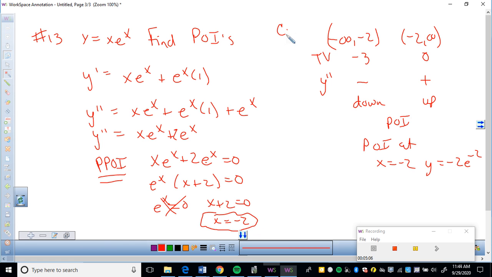We set up our concavity test from negative infinity to negative 2 and negative 2 to infinity. Pick our test values, plug into the second derivative. Over here we're concave down, and here we're concave up at the point x equals negative 2, which is in the original domain. So we get a point of inflection at x equals negative 2, and we plug negative 2 into the original function to get the y. So at negative 2 e to the negative 2. So there is number 13.